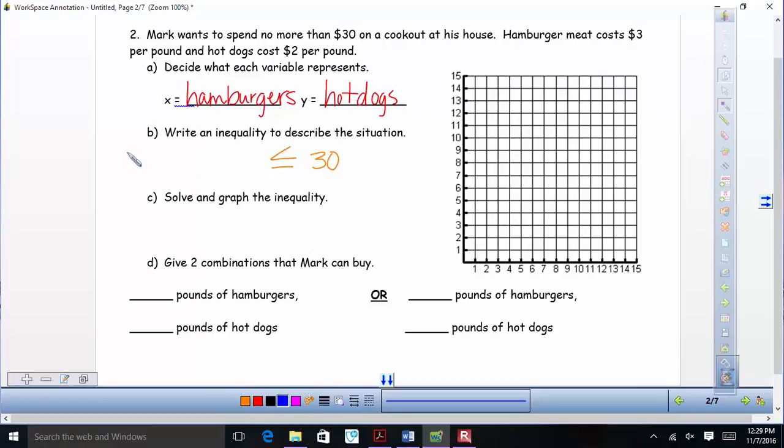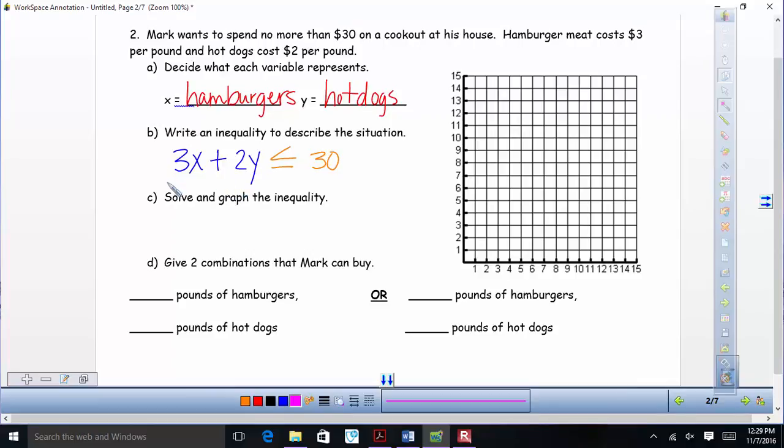So what number would I put in front of X? 3x. So I do 3X, so 3 per pound for hamburger, plus how much was hot dogs? 2y. So it would be 2y. Very good. Next they want us to solve that. So what would I do first to solve?